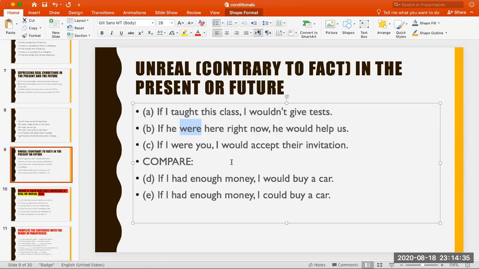If I were you, I would accept. If I were you, I would accept their invitation. And remember here, you could say if he was here, and you could say if I was you. But was is informal. In your exams, in standard English, academic writing, use were. If I were you, I would accept the invitation.